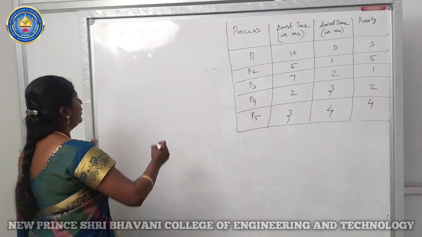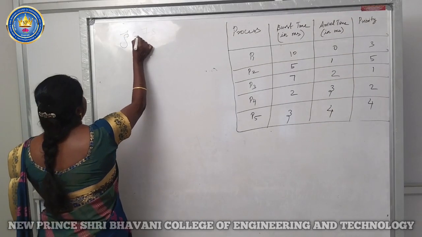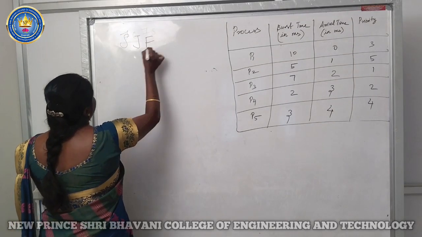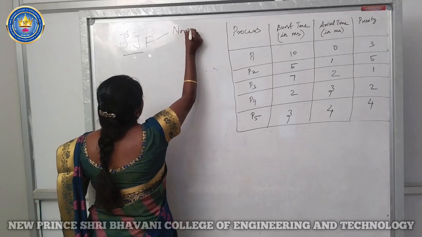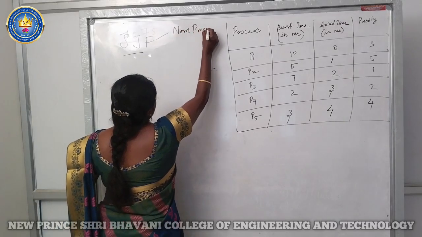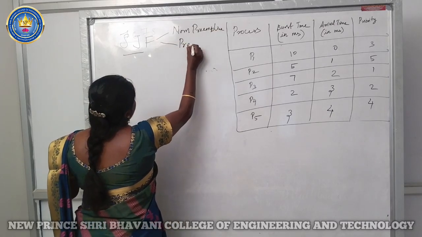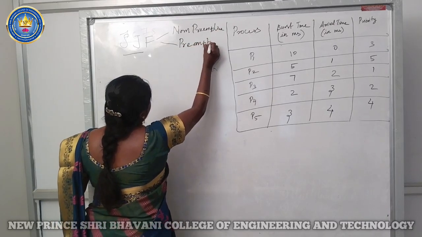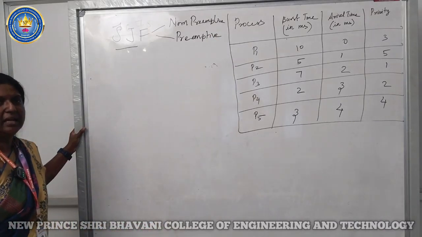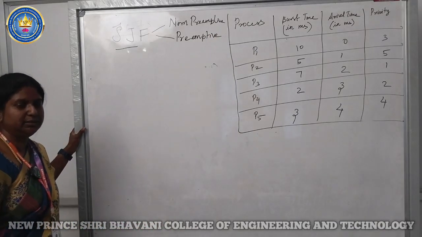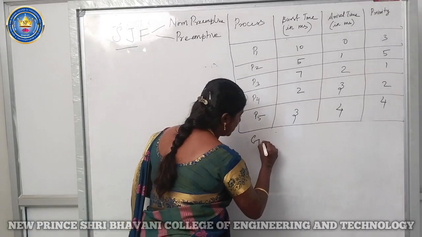Okay. Now we're going to talk about shortest job first scheduling, SJF. I already said that it may act as non-preemptive and preemptive. So first we're going to see the non-preemptive shortest job first scheduling. So we have to draw the Gantt chart.